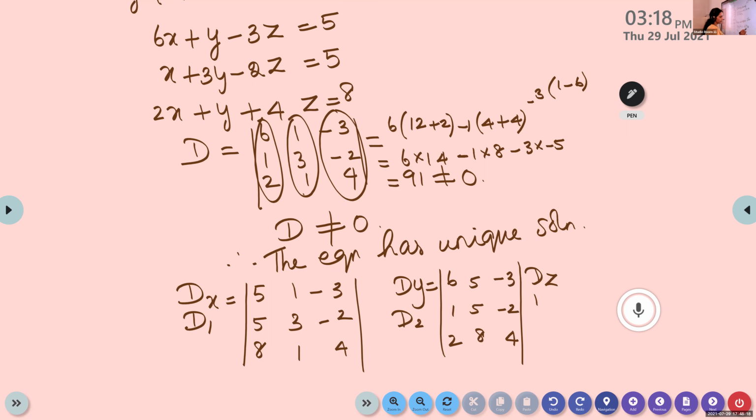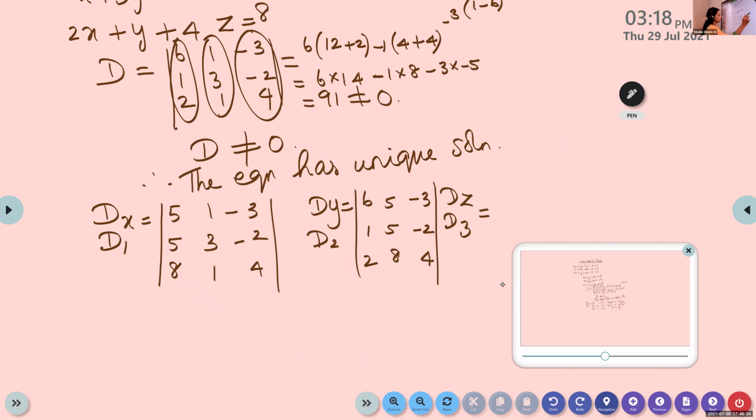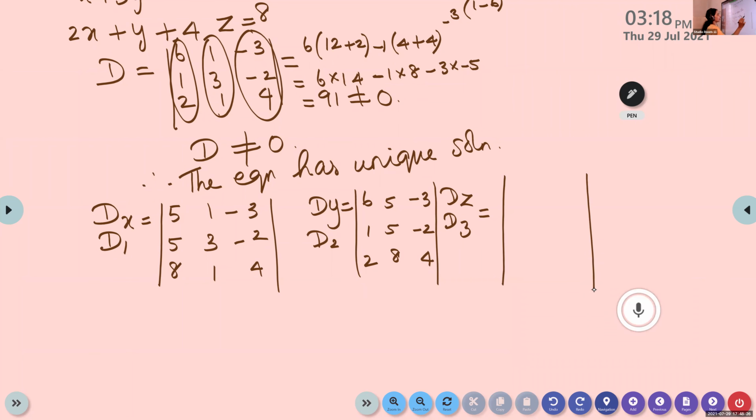Dz is denoted as D3. The first two columns, the x and y coefficients, will not change. Instead of the z coefficients, you replace the constants, 5, 5, 8. So find out what is Dx, what is Dy, and what is Dz. Calculate it and give the answer.